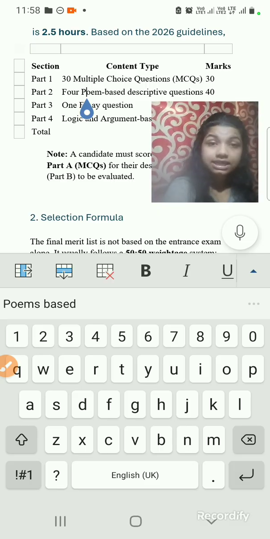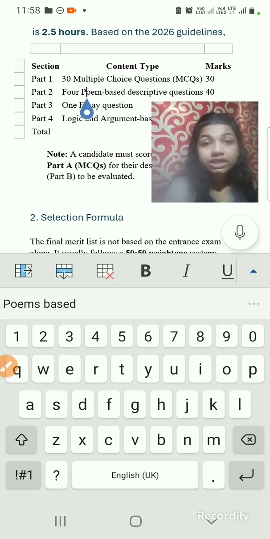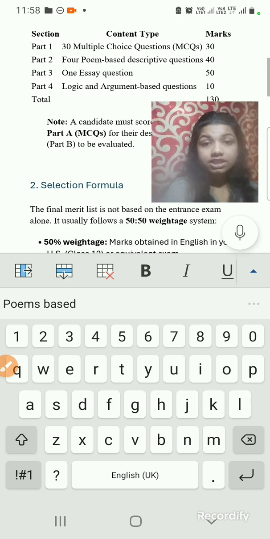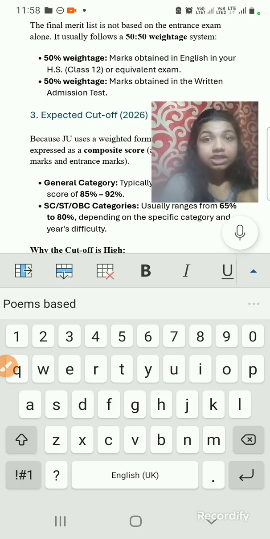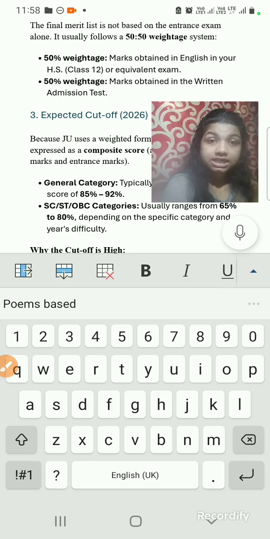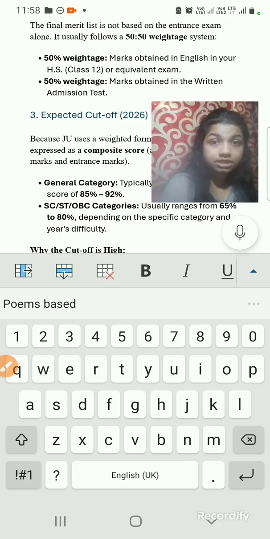Overall you have seen 130 marks, where part 1 is valuable because it is compulsory to gain at least 60%, which is 18 out of 30. As I told you, this written exam is equally important to your 12th result, because 50% 12th result and 50% of the written exam's result would be calculated ultimately to decide whether you will be admitted to that university, or whether you deserve to be admitted.